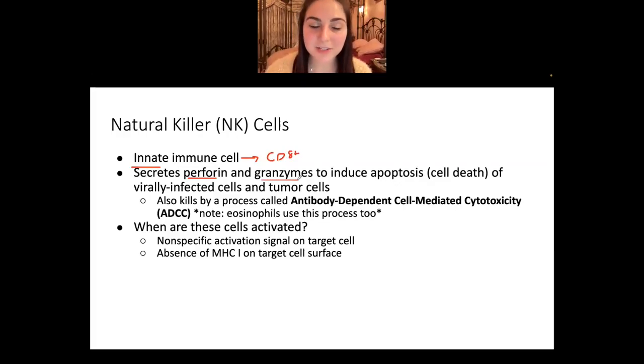But remember, I talked about yesterday, lineage-wise, NK cells derive from lymphoblasts, right? Remember I talked about how the lymphoblast breaks off into B or T cells. They also break off into NK cells.